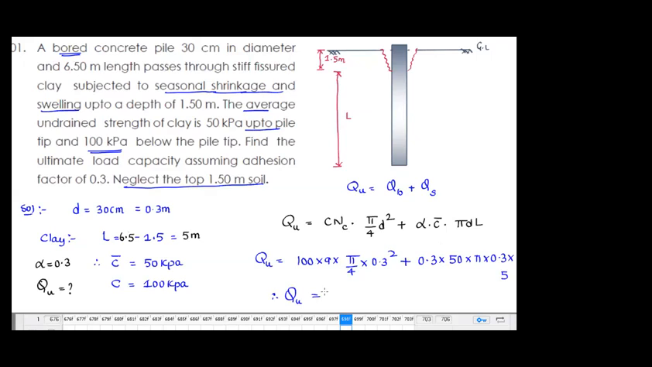Tell me the ultimate load. The ultimate load is 134.30. Is it? Is it 134.30 kilonewtons or anything else? So 134.30 kilonewtons. I hope you got these values.